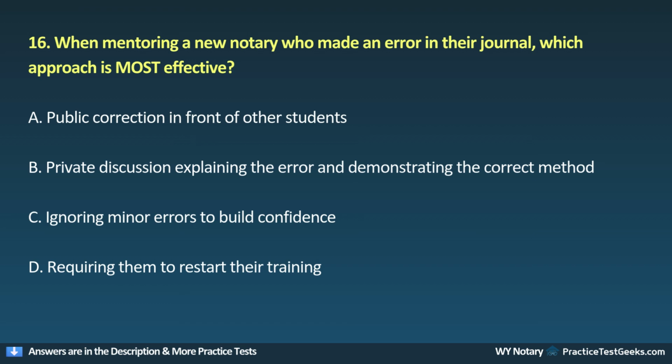16. When mentoring a new notary who made an error in their journal, which approach is most effective? A. Public correction in front of other students. B. Private discussion explaining the error and demonstrating the correct method. C. Ignoring minor errors to build confidence. D. Requiring them to restart their training.